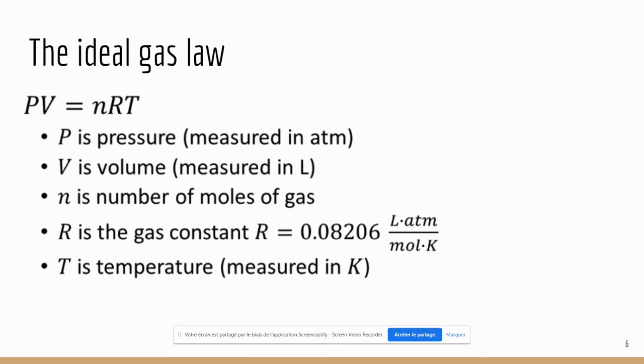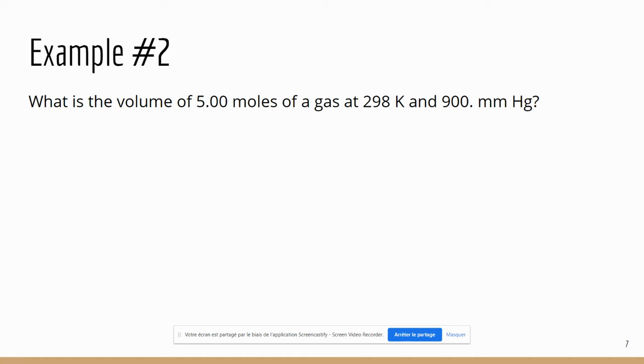And T is temperature. When you are doing calculations with the ideal gas law, everything must have the correct unit associated with it. So what that means is every pressure must be in ATM. So if it's given to you in something else, convert it to ATM. Volume has to be in liters, N has to be in moles, and T must be in Kelvin. Pause here.